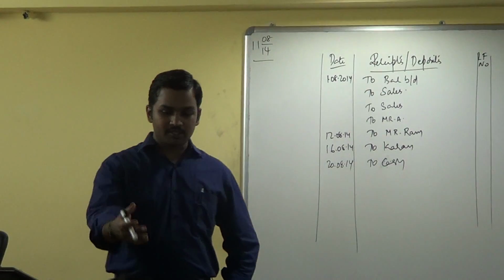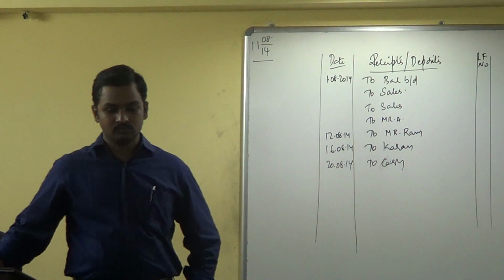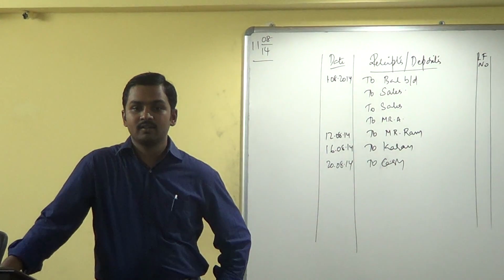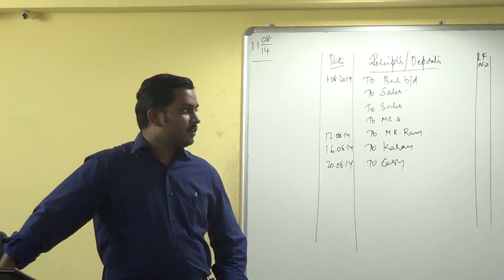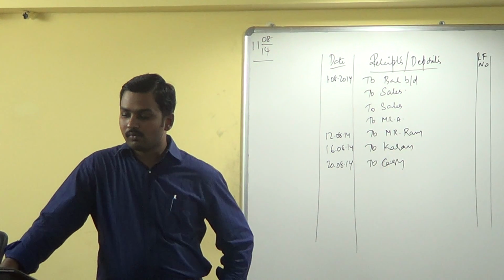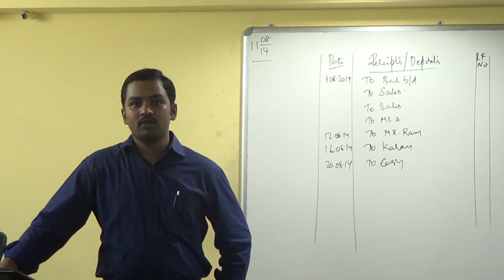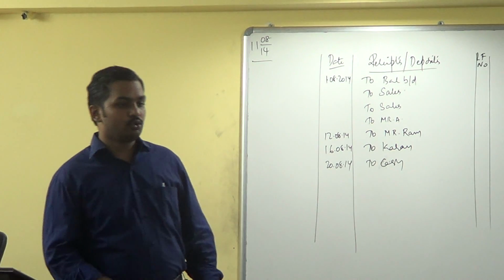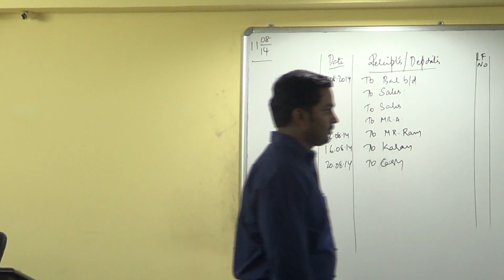Okay. Next transaction. Cash withdrawn from bank for office use 10,000.